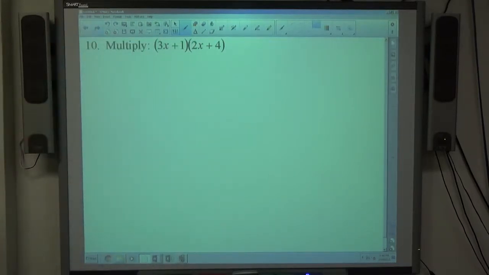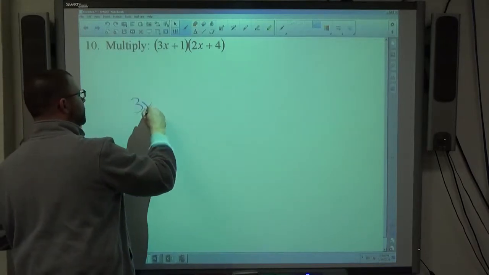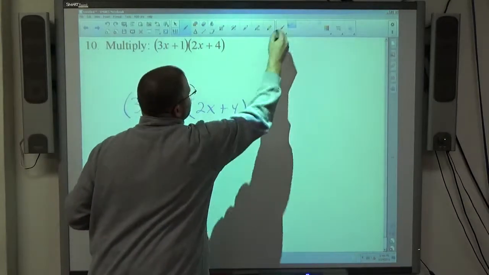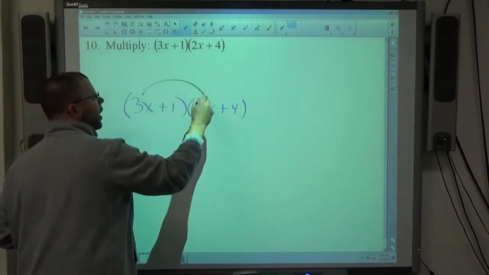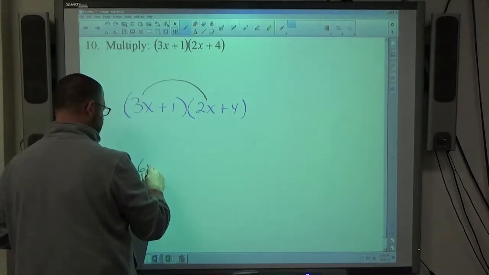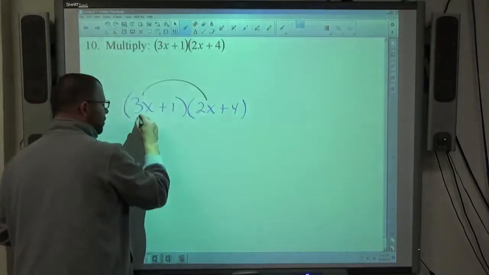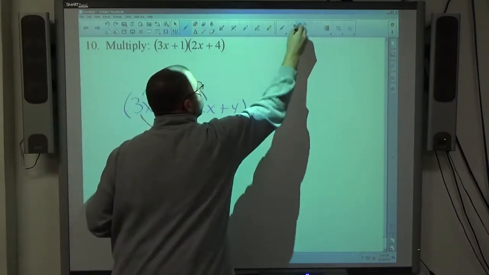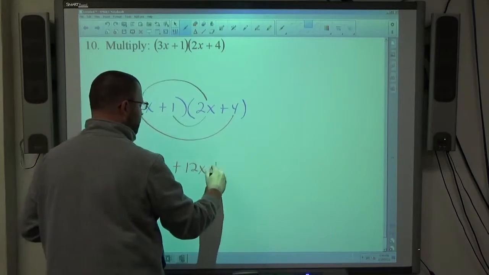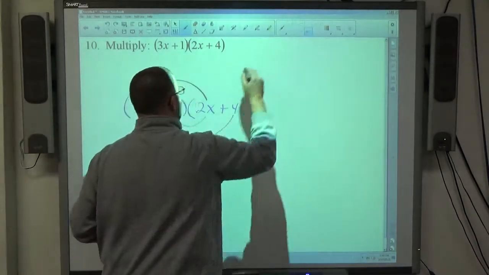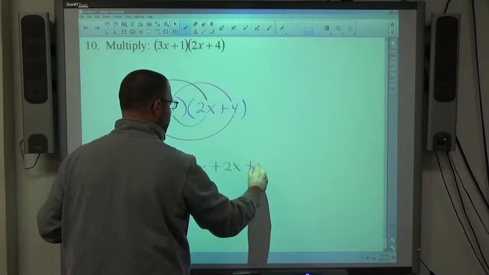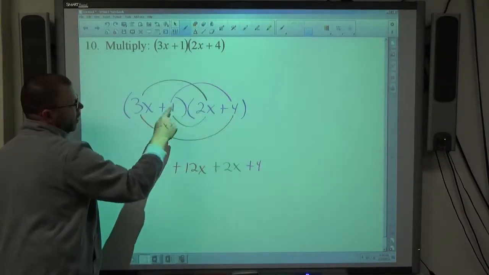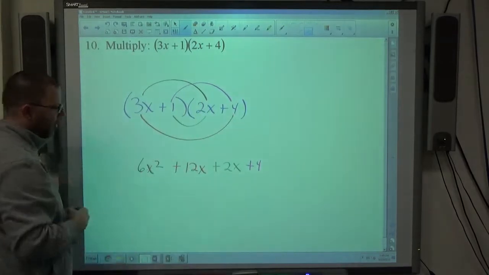Number 10, multiply 3x plus 1 times 2x plus 4. Binomial multiplication, probably the easiest way to do it is FOIL. So 3x times 2x is the first times the first. Outside times outside. 3x times 4 is going to be plus 12x. Inside times inside, 1 times 2x is going to be positive 2x. Last times last, 1 times 4 is equal to 4. The end result is that 3x multiplies by 2x and 4, 1 multiplies by 2x and 4. That's what ends up happening.